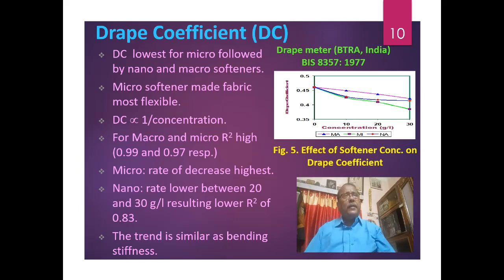Drape coefficient is inversely proportional to concentration, as can be seen from figure 5. For micro and macro, the coefficients of correlation between drape coefficient and concentration are high, 0.99 and 0.97. For micro, the rate of decrease of drape coefficient with concentration is highest. For nano, the rate of decrease is lower between 20 to 30 grams per liter, resulting in a lower coefficient of correlation of 0.83. The trend is similar to bending stiffness.